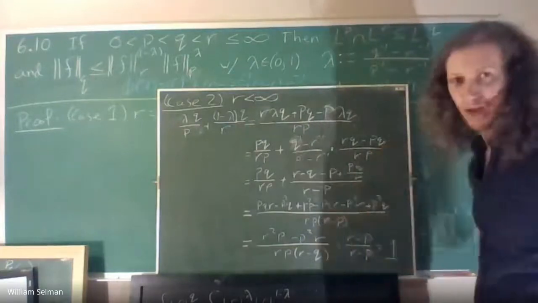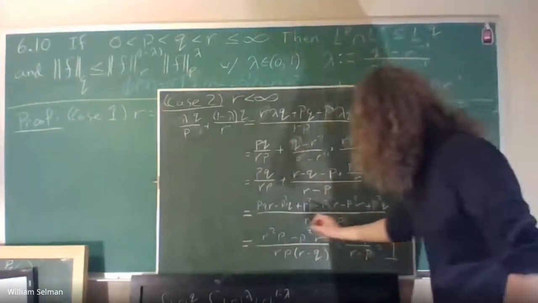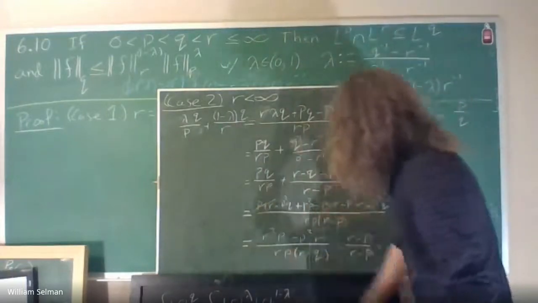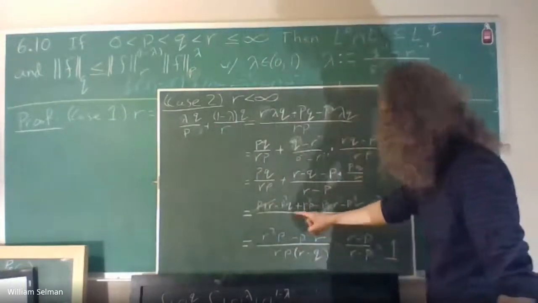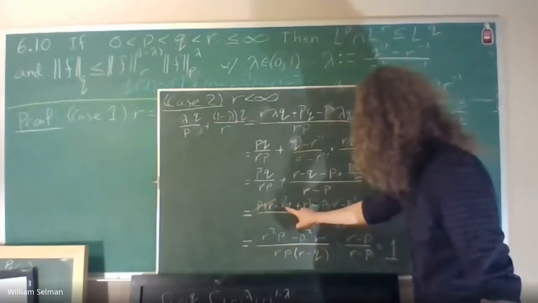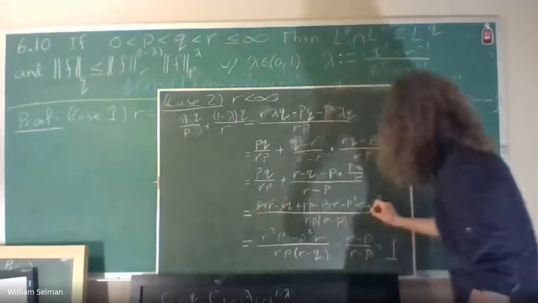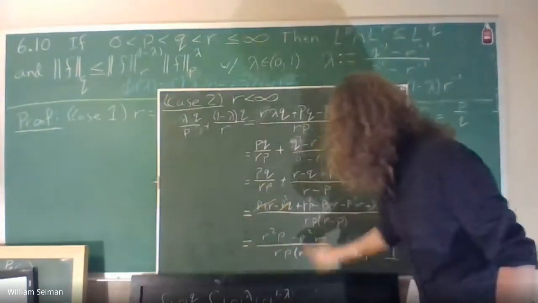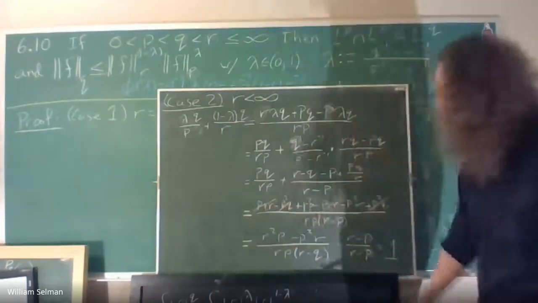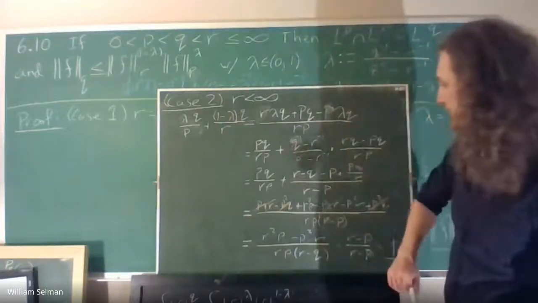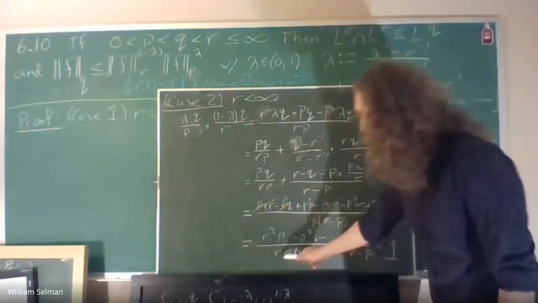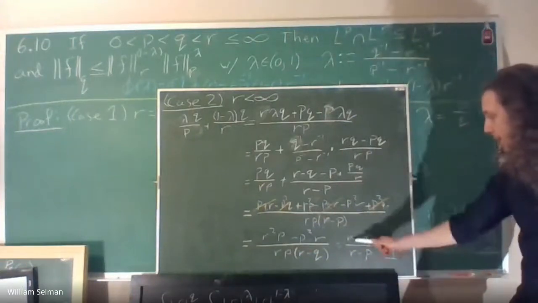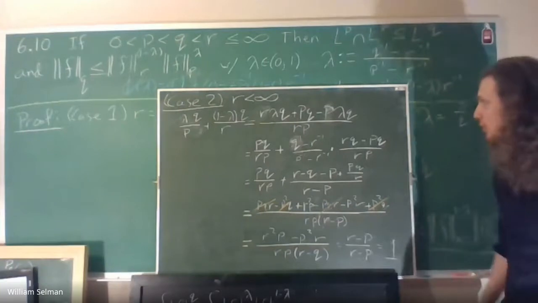It's basic pre-calc. But we then get to cancel the positive one here with the negative one here, and the negative p squared q with the positive p squared q. And that leaves us with r squared p minus p squared r. From here, we can factor out an rp from the top and cancel with the rp in the bottom, and we get that r minus p over r minus p is equal to 1.